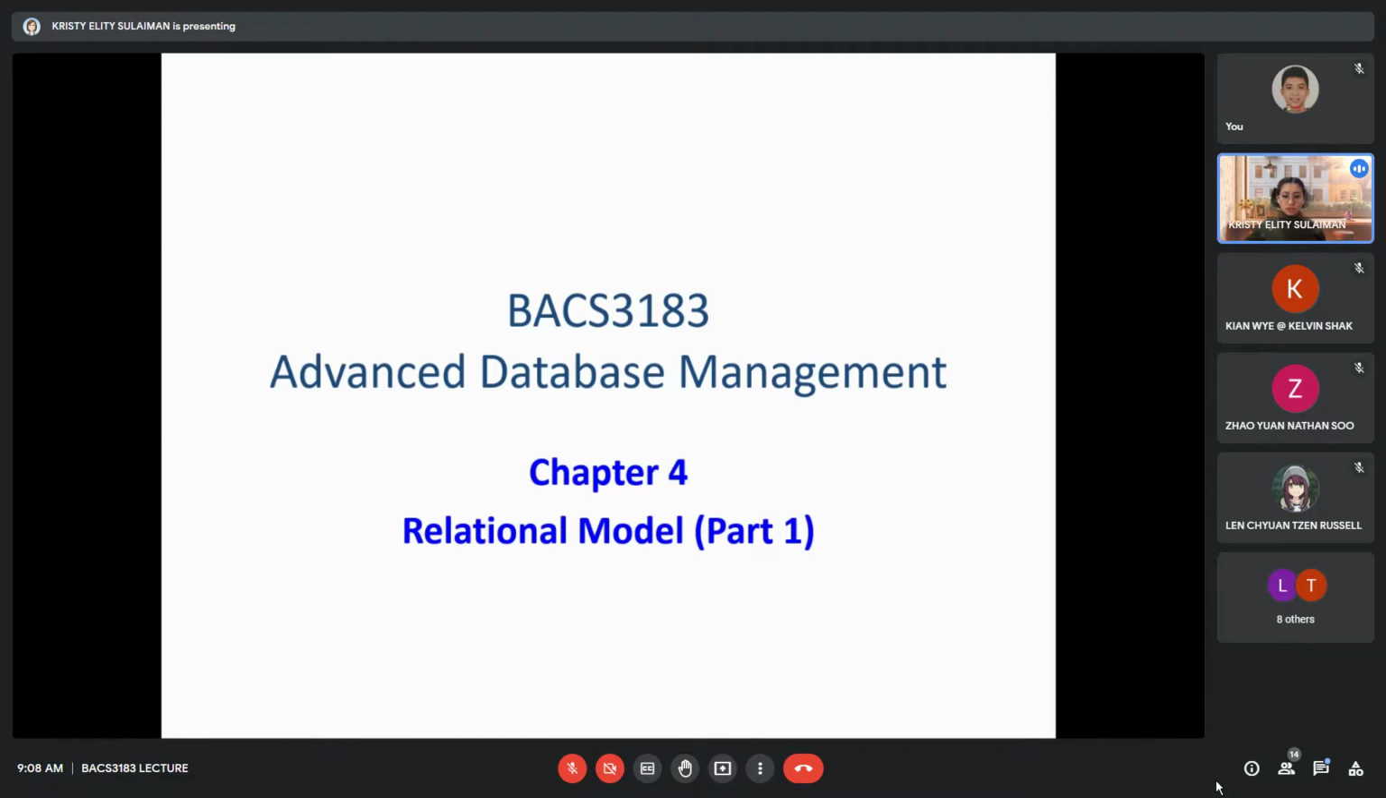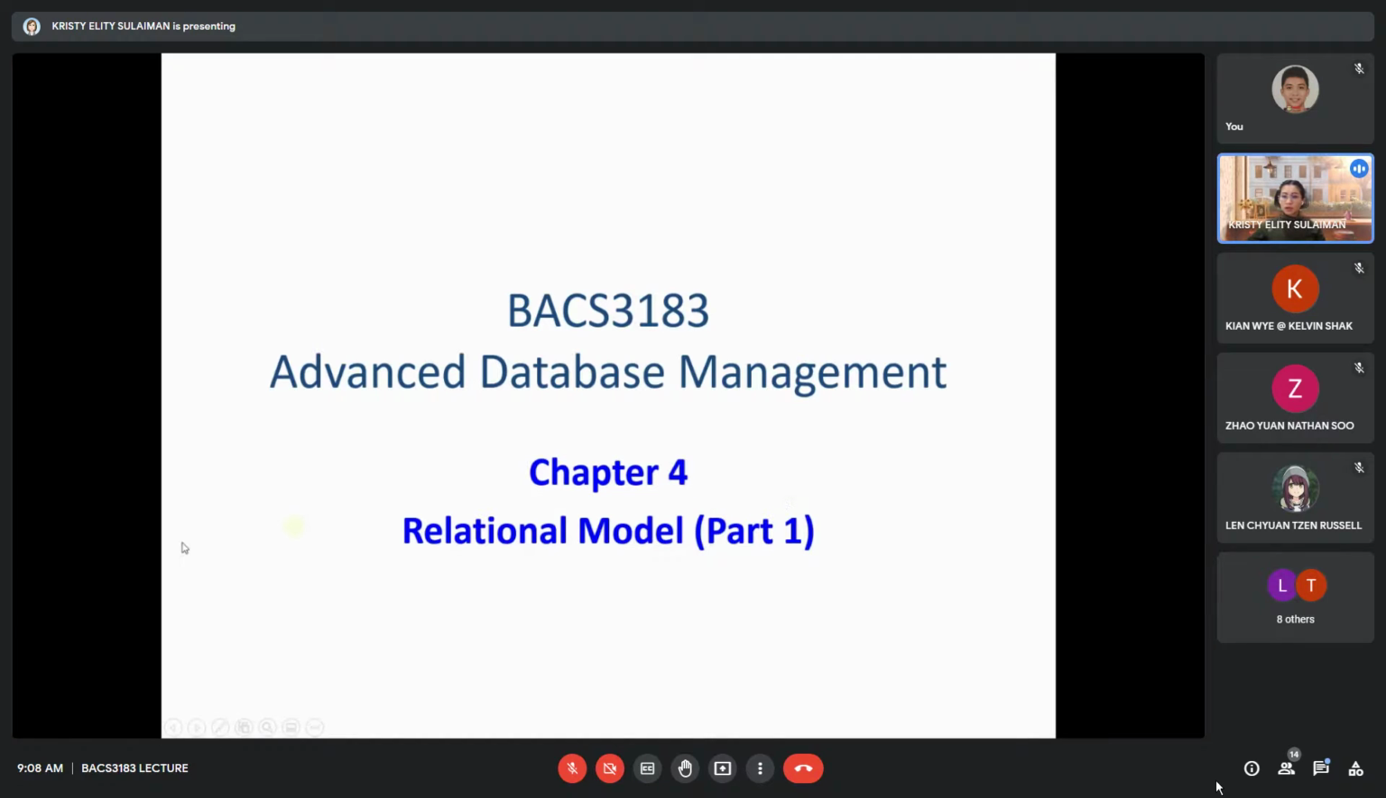All right, so this is Chapter 4, Part 1, Relational Model. Okay, relational model. So we go to the next part of this course. We will be discussing relational model related to relational algebra.